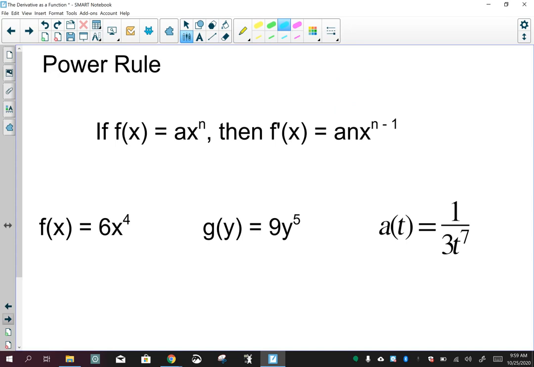Power rule. This is probably the most widely used and most important rule of them all. If you have a function, the derivative is, you're going to bring down the power and multiply it to any coefficient you have in the front and subtract 1 from the power. So this is what your difference quotient has been doing for you.